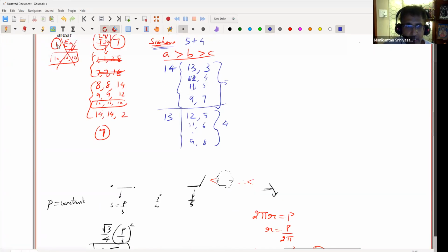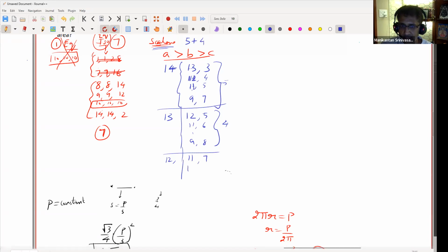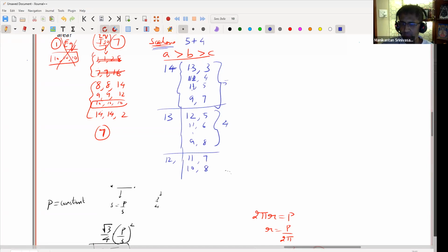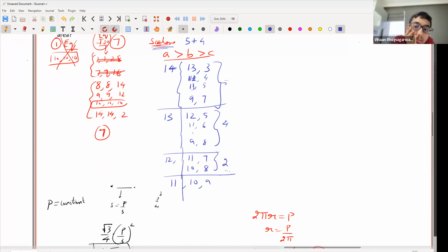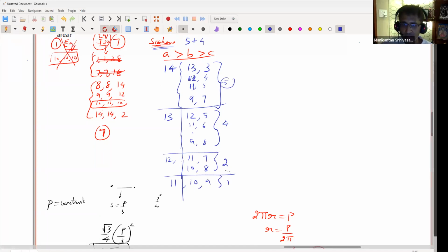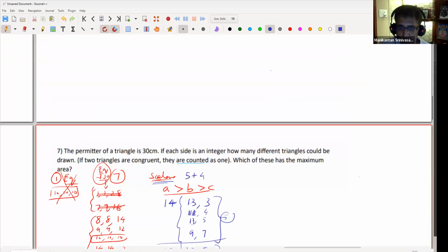And similarly, let's do the 12 series. If the largest one is 12, then the semi-largest should be 11. We need a total of 18. So it will start with 11 and 7, and 10 and 8, and that's it. There's no 9, 9. There are only 2 of this category. So you can see it's drastically reducing. Now if this is 11, there'll be exactly only 1. So we just have to add 5 plus 4 plus 2 plus 1. That's it. There's no 10, 10, 10 anymore, because 10, 10, 10 is already counted.